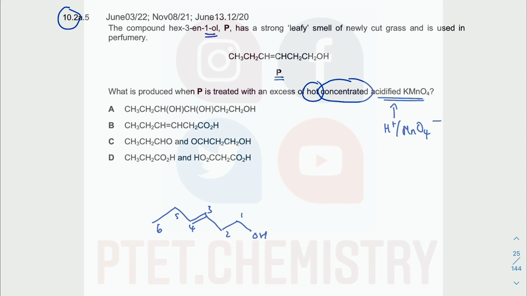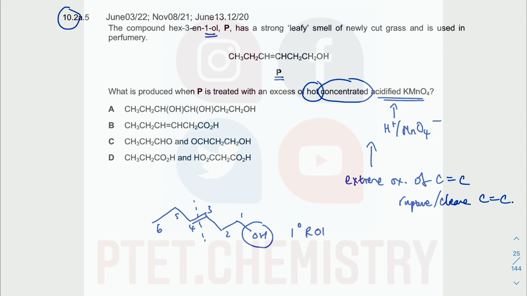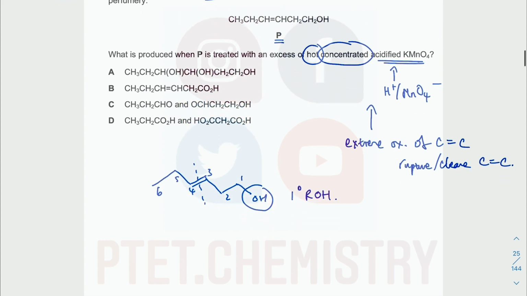So this is hot, concentrated, acidified MnO4 minus. This will do the extreme oxidation of the carbon-carbon double bond. You will rupture, or cleave, the carbon-carbon double bond. But do not forget that you have a primary alcohol here, because the carbon bonded to the OH is bonded to one other carbon. The carbon with the OH is bonded to one other carbon. A primary alcohol can also be oxidized.